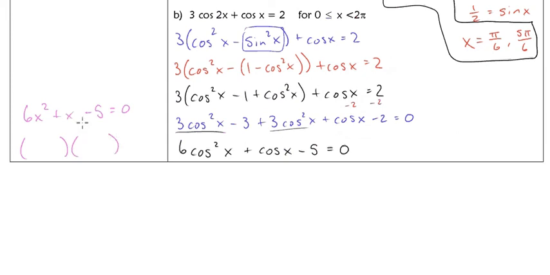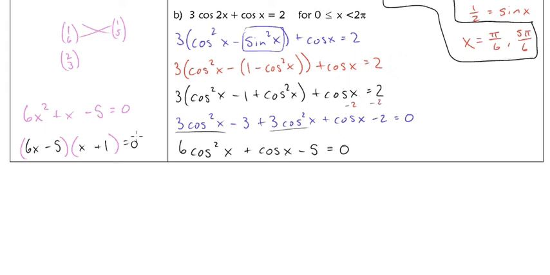let's see, so factors of 6 are 1 and 6 and 2 and 3. Factors of 5 are just 1 and 5, and we're looking for where the difference is 1, and so 1 and 6 and 6 and 5, and we want the 6 to be positive. So that's going to give us 6x and x, and then minus 5 and plus 1 equals 0.